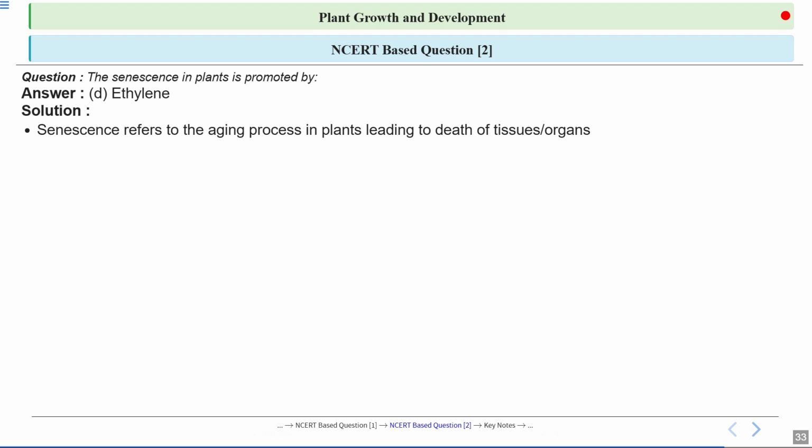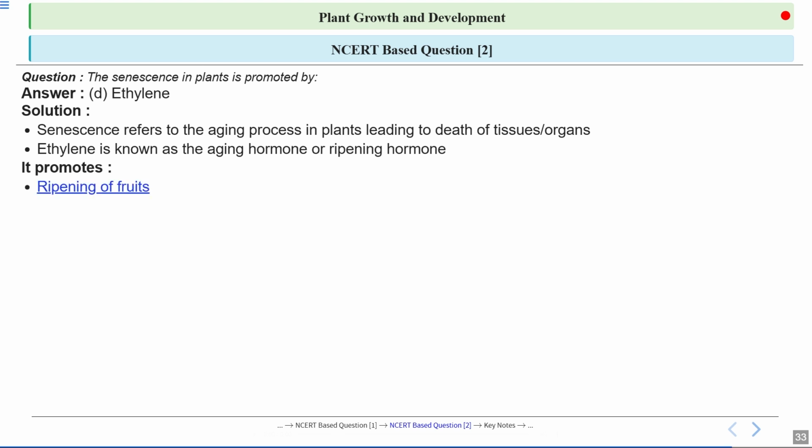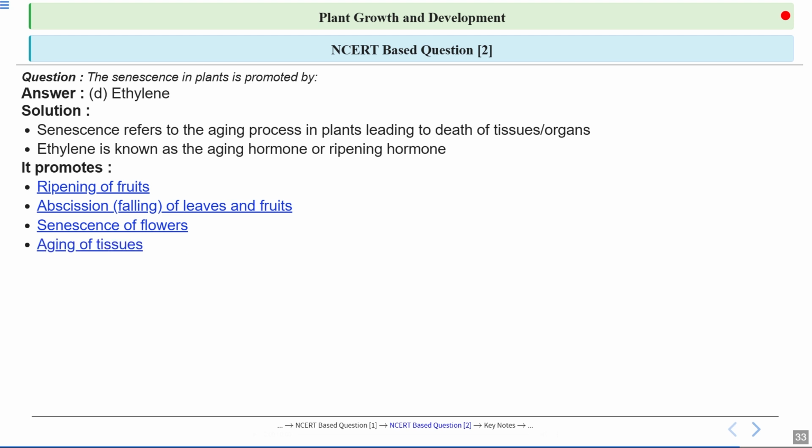Okay. So senescence refers to the aging process in plants leading to the death of tissue or organs. And ethylene is the aging hormone or the ripening hormone. It promotes what? Ethylene promotes ripening of fruits, abscission layer formation in the case of leaves and fruits, senescence of flowers, aging of tissues. Basically, it brings aging in the plants, right?